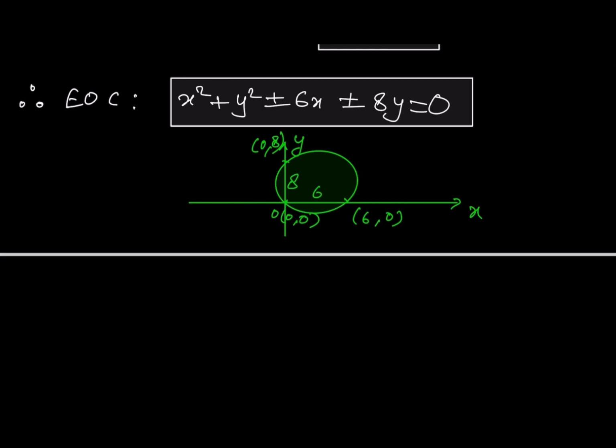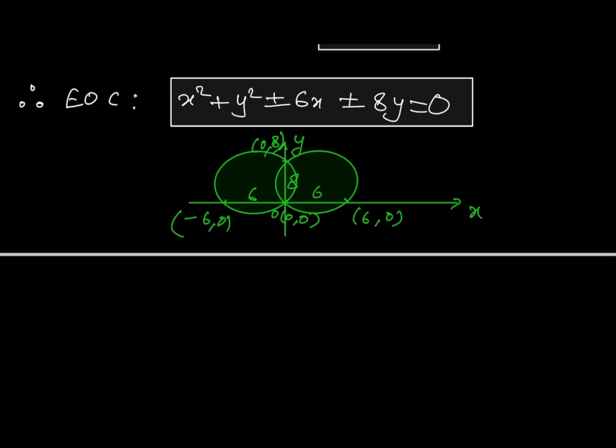So we can draw one circle on the left of the origin. Here this point becomes (-6, 0), and this is still (0, 8), right? So again the intercept is 6 on the x-axis and on the y-axis it is 8. Okay, so that's why there are two equations in our box.